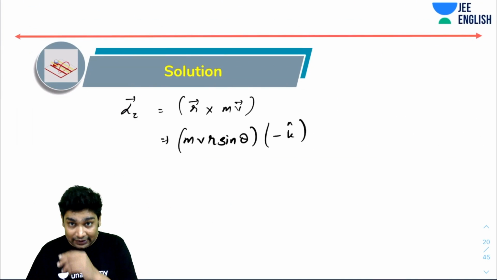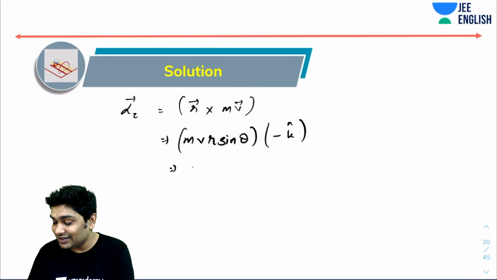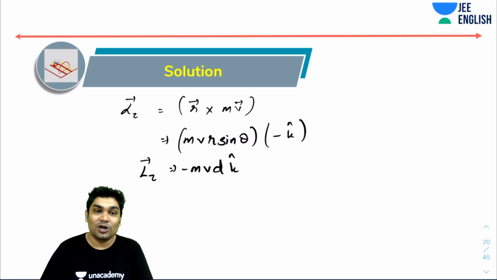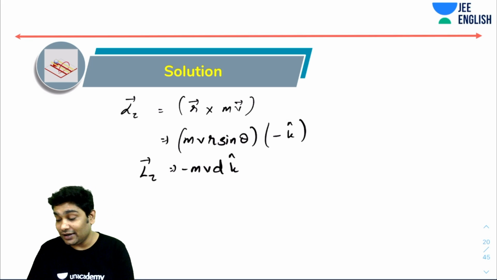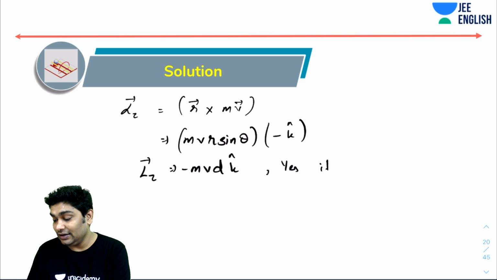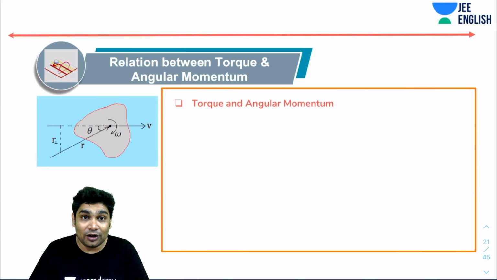So I hope you realize that the answer that I'm getting is very, very interesting. The answer is that this is m v d, minus k cap. So yes, it is constant. Not only did we find the angular momentum, we also realized that it does not change. Okay, so that is an interesting result. All right. Now let's move on towards the relation between torque and angular momentum.